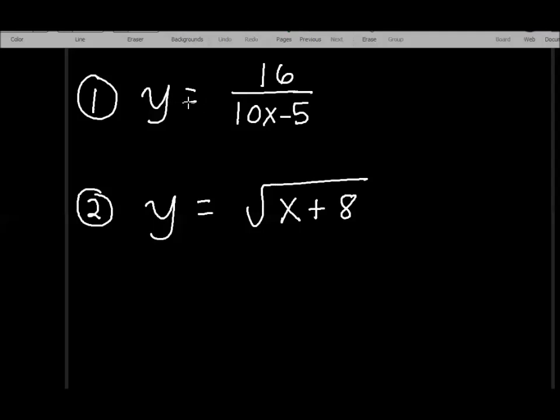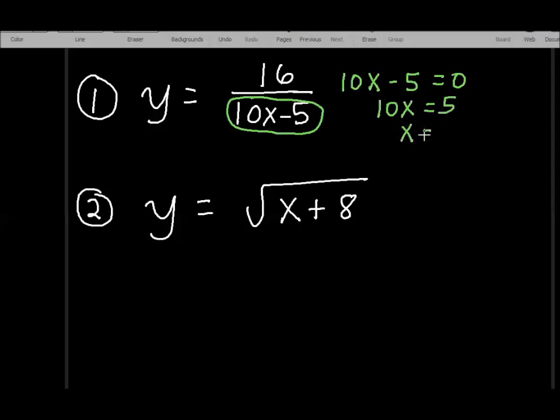So for this one here, we have y is equal to, and I'm using y instead of f of x, y is equal to 16 over 10x minus 5. Well, I'm concerned about this denominator not being a 0. I don't really care about the 16. That's not our task. The task is to find the domain. So all I'm going to do is find the exclusions. So 10x minus 5 equals 0, and then we've got 10x equals positive 5, and x equals 1/2. So really, x can be any number except 1/2. And again, in interval notation, we'd say negative infinity up to 1/2, and the union of that set with 1/2 to positive infinity.